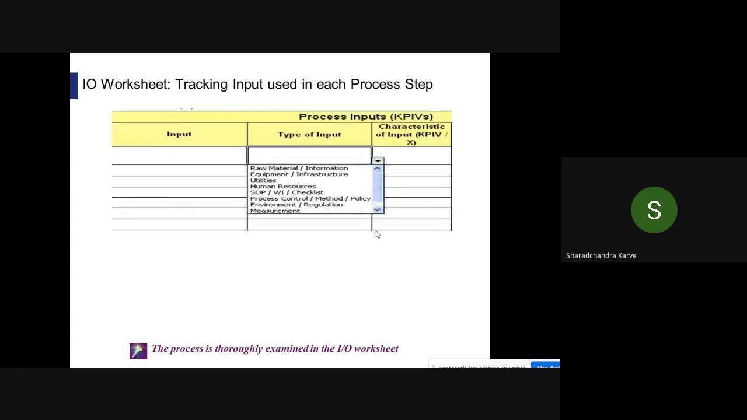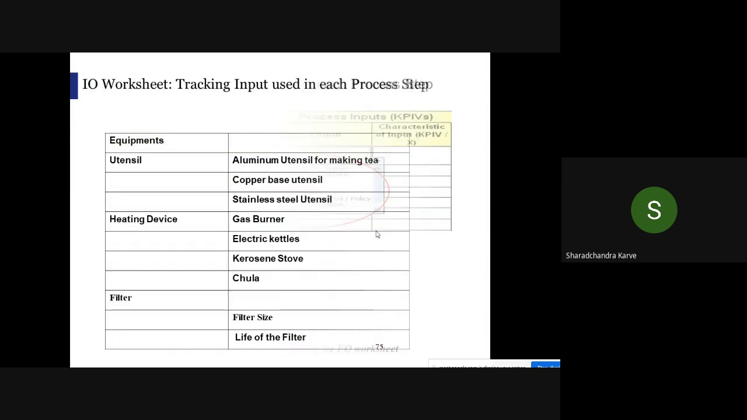So this is about the raw materials. The next part is about the equipment. What are the equipments which are used in tea preparation? It can be different types of utensils. Somebody is taking an aluminum utensil, somebody is taking a copper utensil or a stainless steel utensil. The important point here is, if you feel it is making a change in the taste of the tea, or it is going to spoil my tea, you are calling it a potential X.